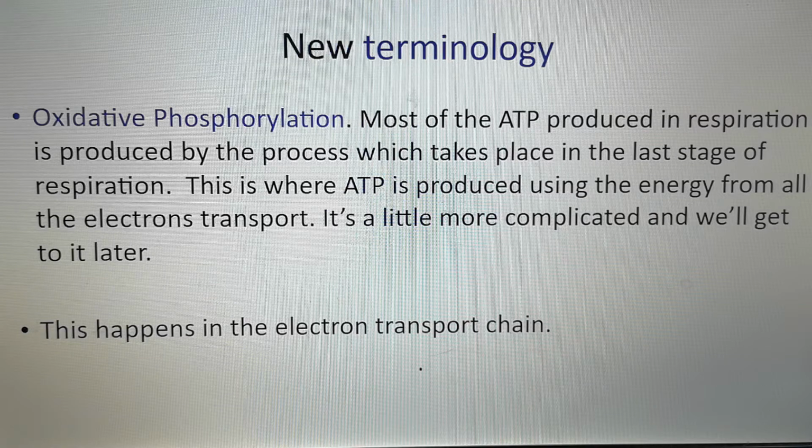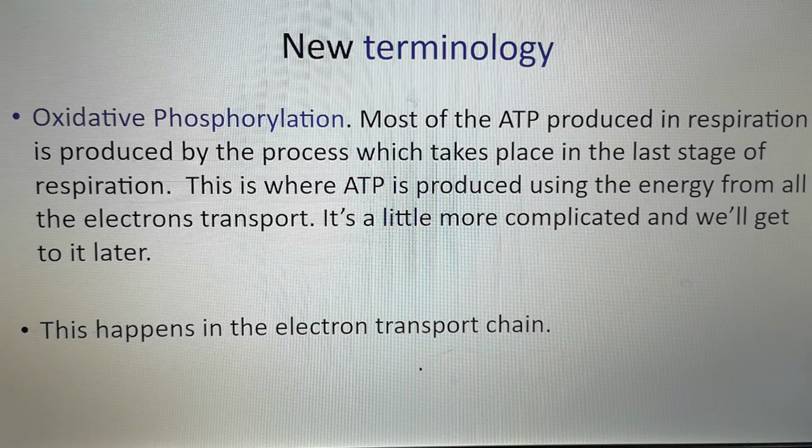So we've talked about substrate level phosphorylation, and now we need to talk about oxidative phosphorylation. Most of the ATP produced in respiration takes place right at the very end in a process called the electron transport chain. Okay, and this is where most of the ADP is converted into ATP, is phosphorylated.